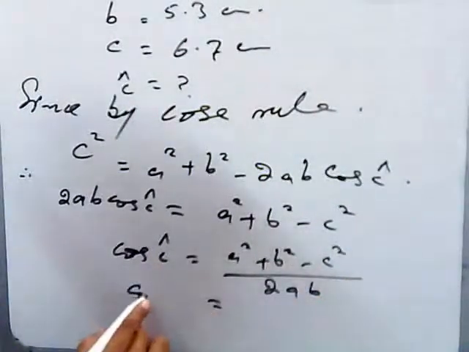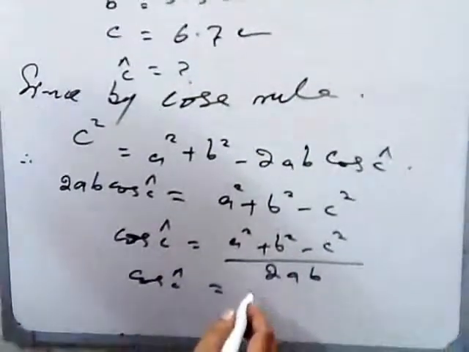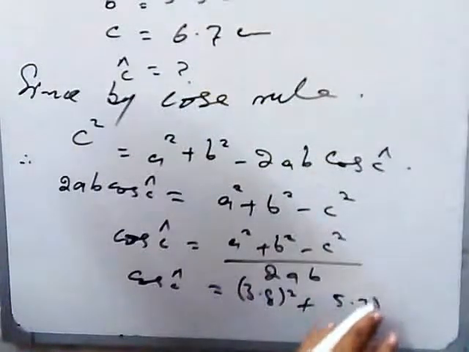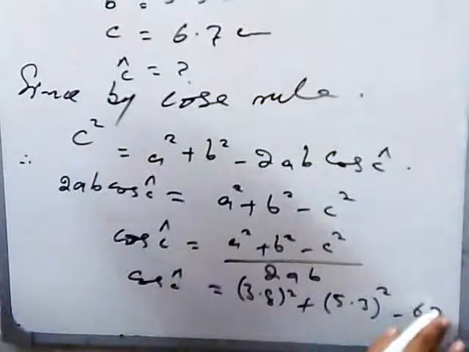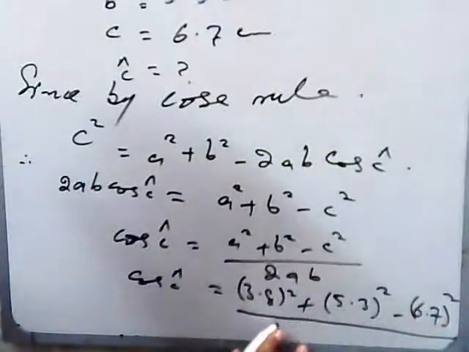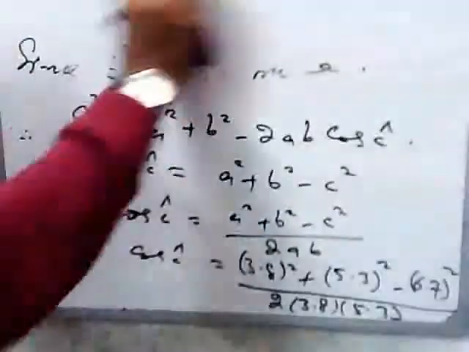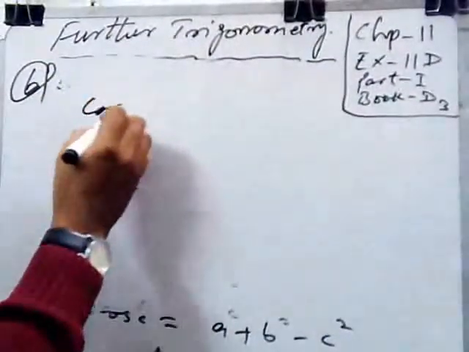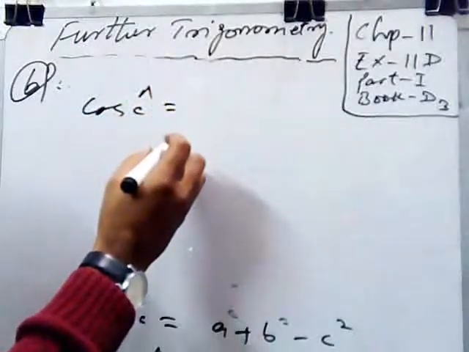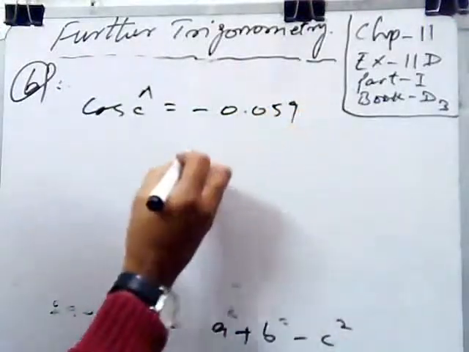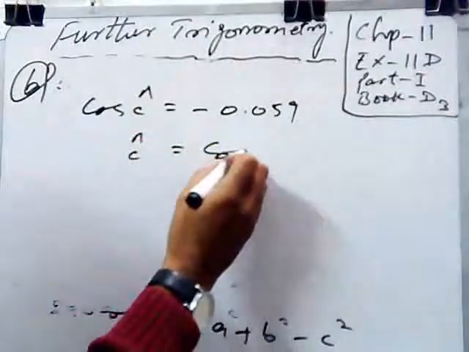Now putting the values in cos C angle, the value of A is 3.8, taking square, plus the value of B is 5.3 square, minus the value of C is 6.7 square, and divided by 2 into A which is 3.8 into B which is 5.3. Now after simplification, what will you get? After simplification, you will get cos C is equal to minus 0.059. So the value of C is cos inverse of minus 0.059.